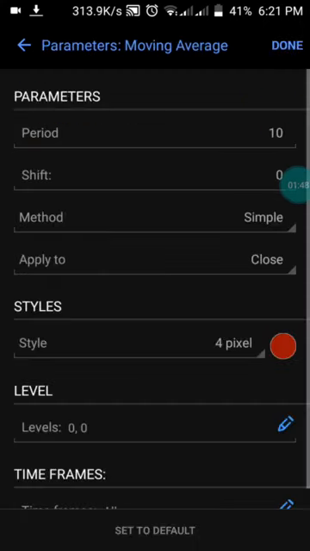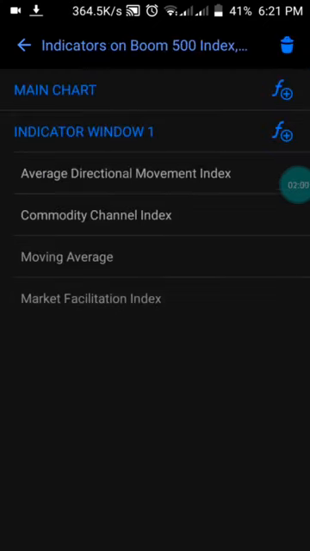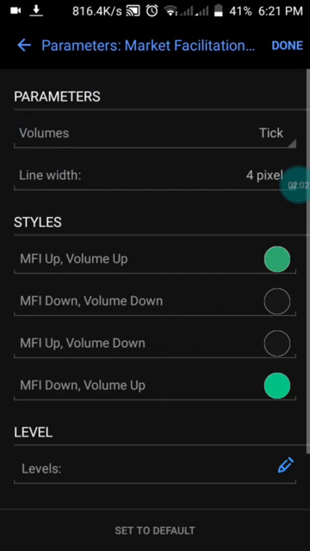Then we have the third one, which is the Moving Average, with a period of 10, a shift of 0, the method to be Simple, applied to Close. I have red as my color here. Guys, we have the last one here, which is the Market. We have the volume, the line weight, and the style. You just set it up like this, you see, guys.